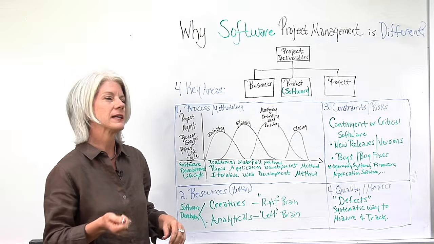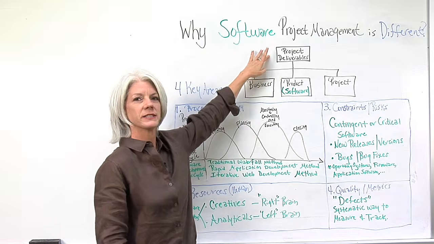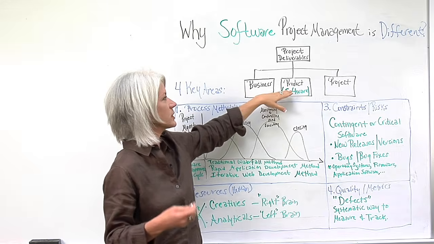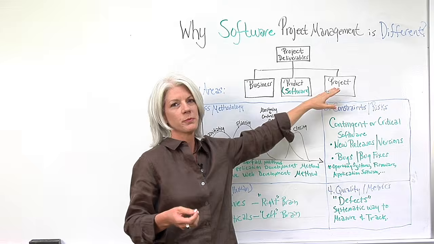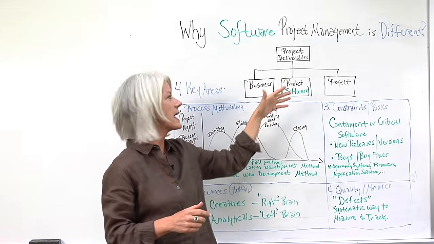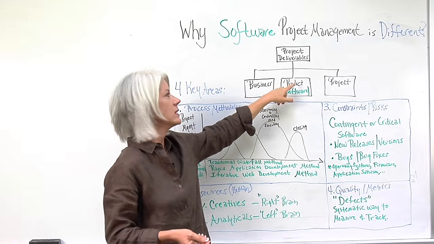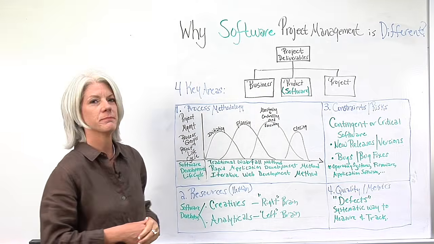But I want to give a reminder that for any project, there are project deliverables where there's still business deliverables, still a product or service deliverable, in this case software, and also project management deliverables. So keeping that in mind, these are the 4 key areas related to the product or the software deliverables. So number 1, the process methodology.